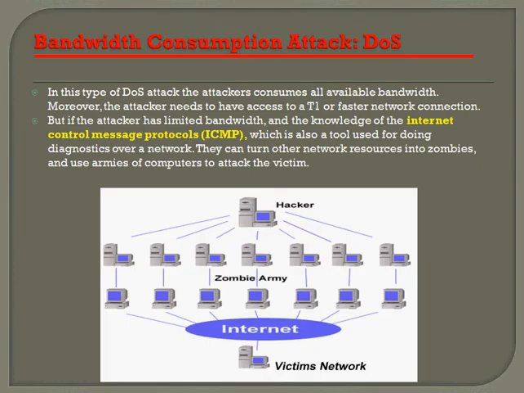Here's one of the ways a DOS attack works. A bandwidth consumption attack. In this type of DOS type of attack, the attacker consumes all available bandwidth. Moreover, the attacker needs to have access to a T1 or faster network connection. But if the attacker has limited bandwidth and the knowledge of the Internet Control Message Protocol, or ICMP, which is also a tool used for doing diagnostics over a network, they can turn other network resources into zombies and use armies of computers to attack a victim.